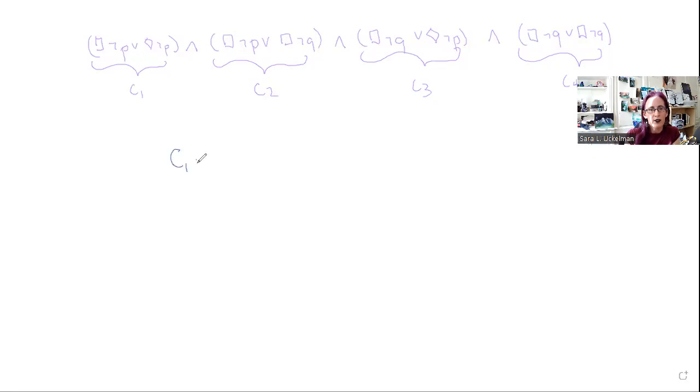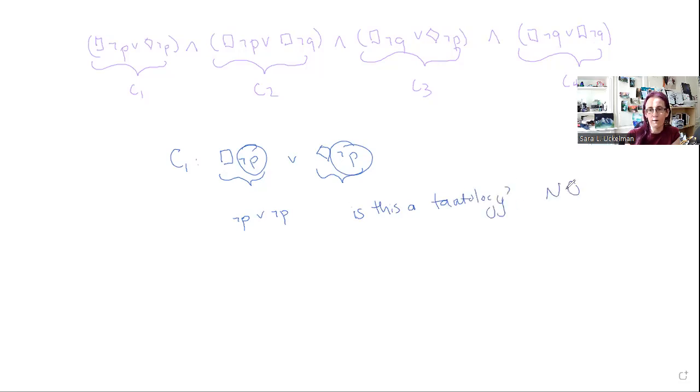So let's look at conjunct 1. We've got one necessity statement and one possibility statement. So you recall that what we do is you take the purely propositional part from the necessity statement and you disjoin it to the purely propositional part of the possibility statement. So we've got not P or not P, and ask, is this a tautology? No. So this is a very easy example. Conjunct 1 fails the test. The entire conjunction fails the test.